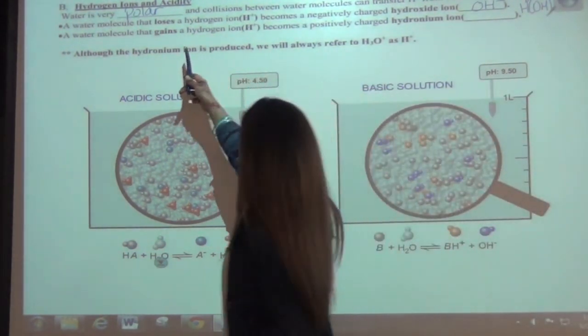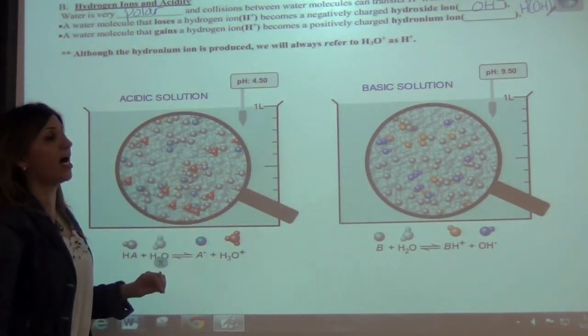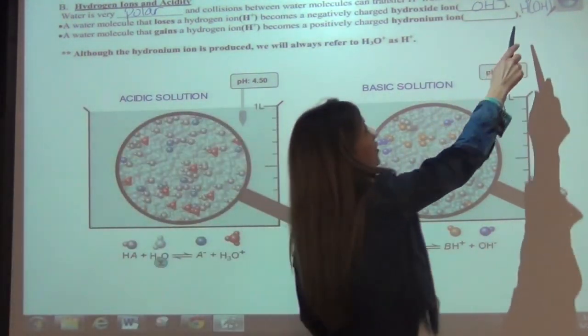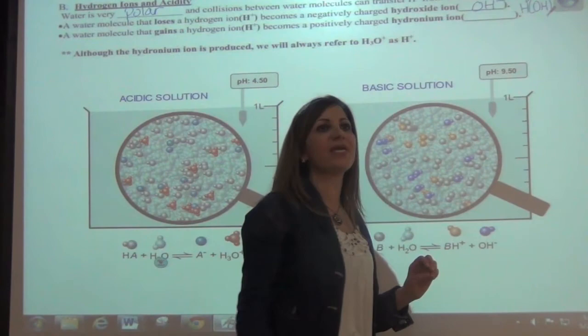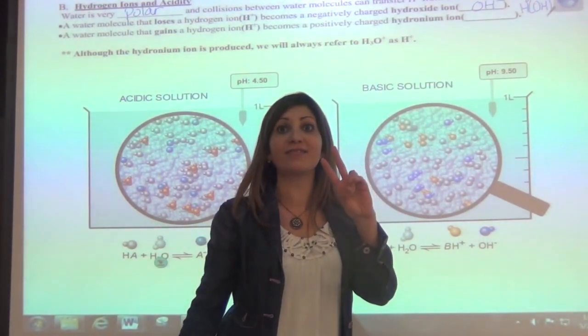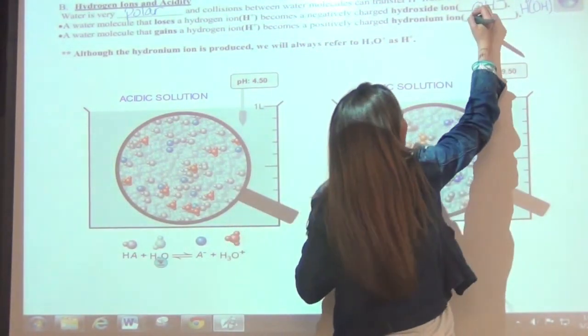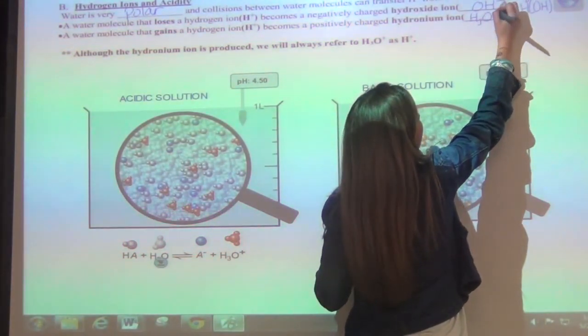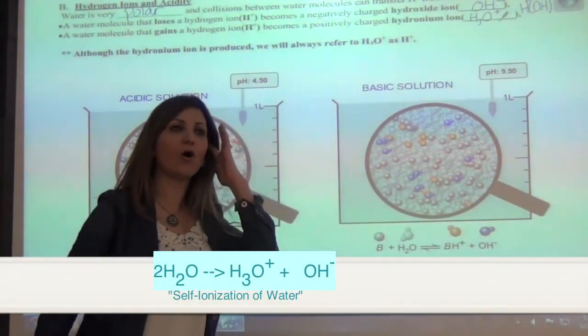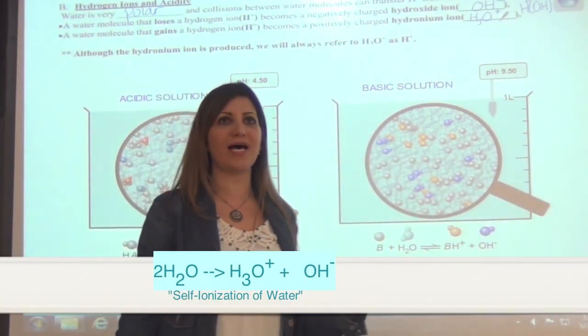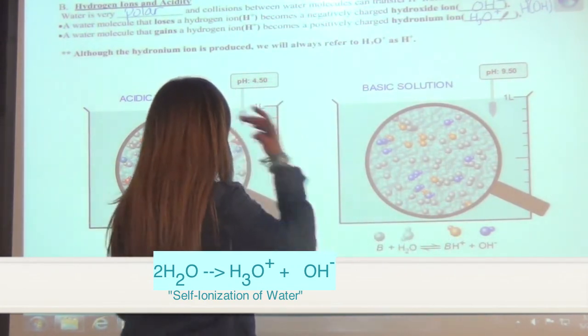The other side says, what if you have a water molecule that gains a hydrogen ion? Well, if water gains hydrogen, instead of being H2O, now it's H3O. And H3O is written with a positive charge because now it has one extra proton, and so we say that it's positively charged.